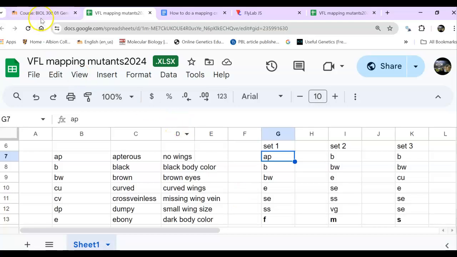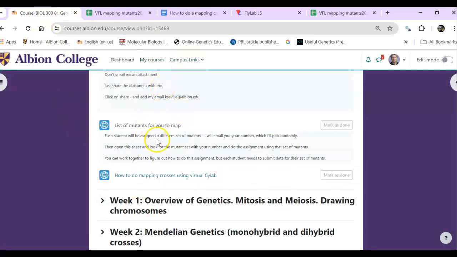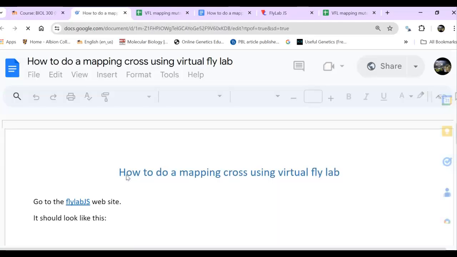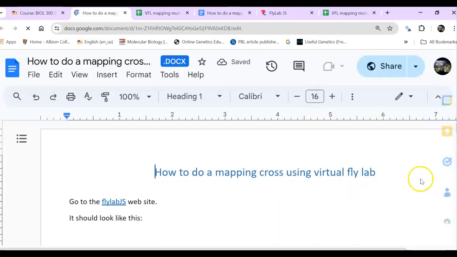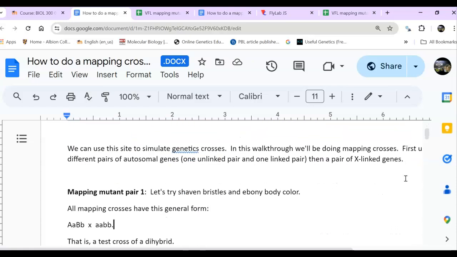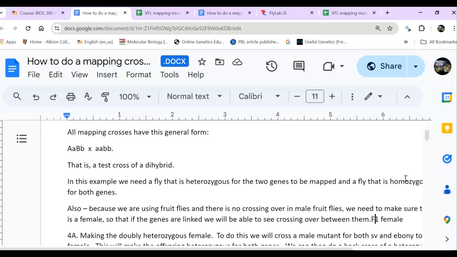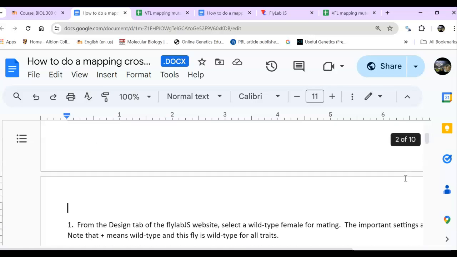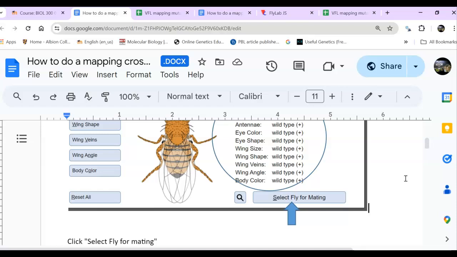So all of these documents describe all that. But where do we get the data? How do we do the crosses? That's what I want to talk about today. And so this Virtual Flylab thing, or Flylab JS or whatever, everything I'm going to talk about right now is all spelled out in this document here. So I think it's easy. If you like videos better, watch this and do this. If not, do that. I'm going to try to say the same stuff, but I probably won't say it word for word, but who knows.